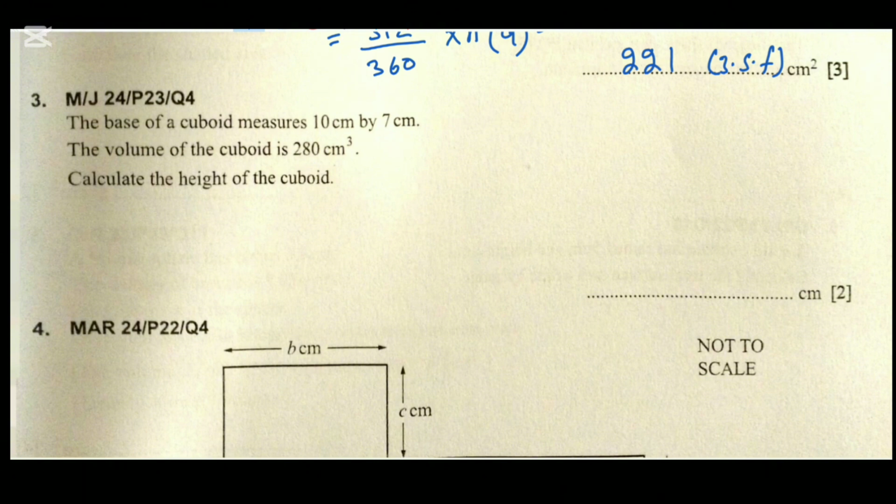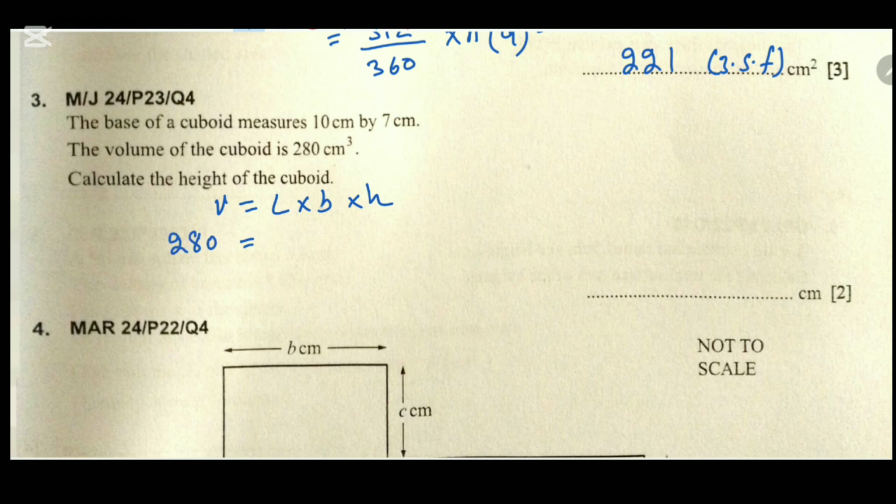Okay, so next question is, the base of a cuboid measures 10 centimeter by 7. The volume of the cuboid is 280 centimeter cube. Calculate the height of the cuboid. So what we have to do here, volume of the cuboid. So the formula of volume of cuboid is length into breadth into height. So volume is 280.